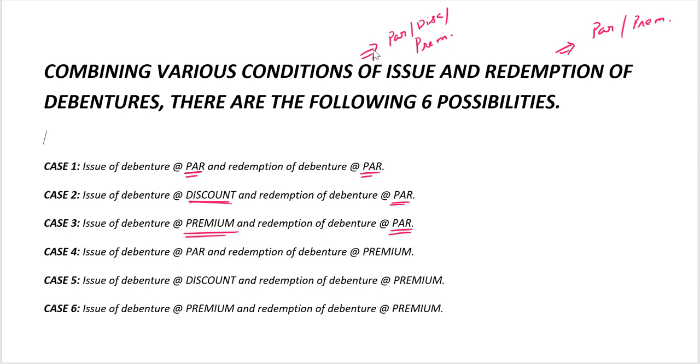Fourth possibility is issue of debenture at par, whereas redemption of debentures at premium. The fifth possibility is issue of debentures at discount and the redemption of debentures at premium. And the last possibility, issue of debenture at premium and redemption of debenture also at premium. So, we will just check out the format of journal entries for issue in each of these 6 cases, starting from case 1.